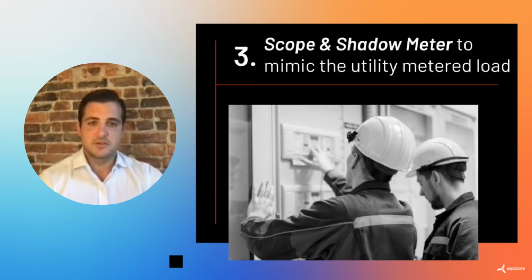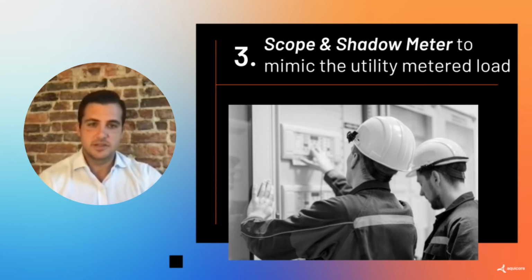Our number 3 solution is to scope and shadow meter. This is a catch-all solution to data capture if a direct utility connection is not viable. A shadow meter is essentially a sub-meter installed to mirror the utility metered load. During the scoping phase, Aquicore's national electrical partner physically reviews each property in the portfolio to determine where and how to install economically and with the least tenant impact.